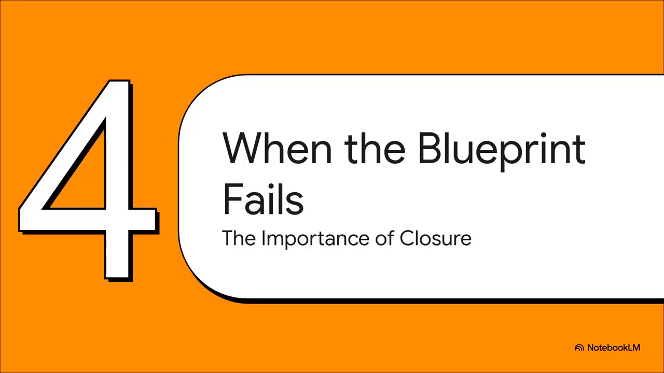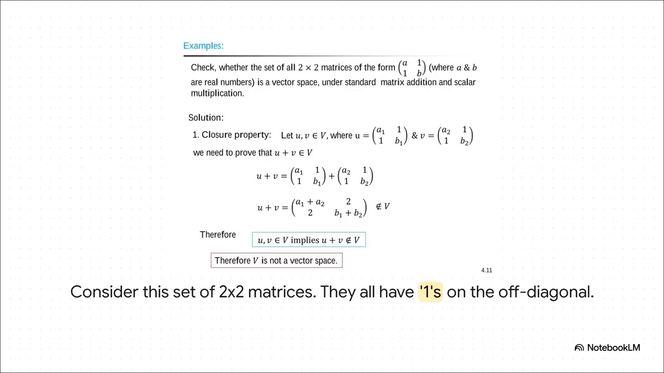So now that we've seen the incredible power of this blueprint, let's look at one more example of just how easily it can fail. The most fundamental failure, the one that stops you before you even start, happens with that very first axiom, closure. Okay, let's look at a very specific set of objects. This is not all 2x2 matrices. It's only the ones that have this very specific form. Some number a in the top left, another number b in the bottom right, but, and this is the key, they always have a 1 in the other two spots. The set is defined by that structure.